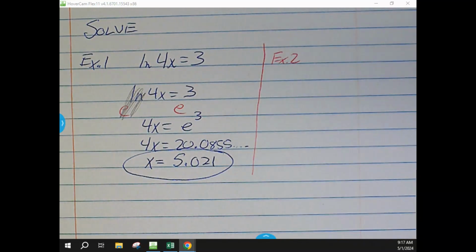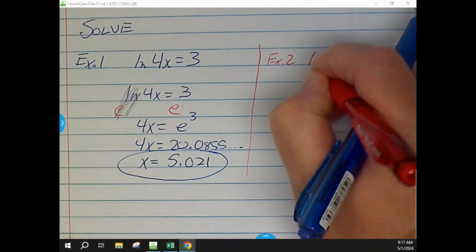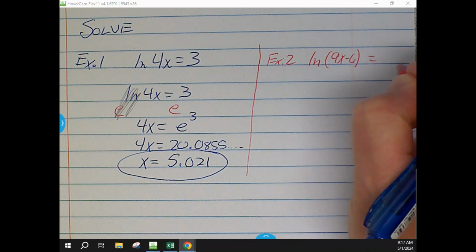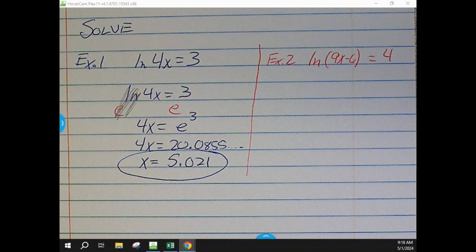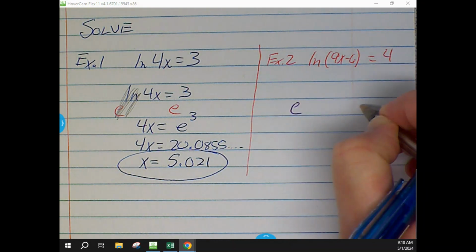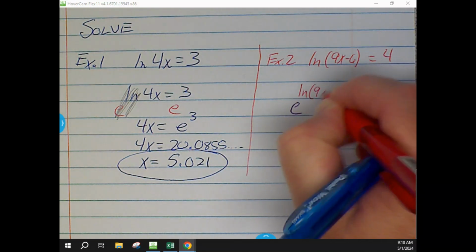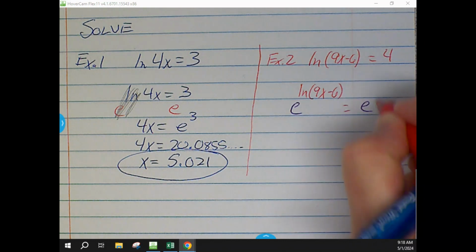All right, give you one more of those, and we'll get one where it gets a little sneaky on you. Let's do the ln of 9x minus 6 equals 4. Okay, so again, we're going to take the original equation we've got. We're going to take it so it's e raised to the ln of 9x minus 6 equals e to the fourth power.